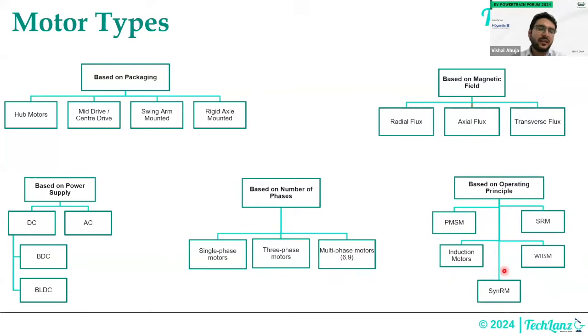They have so many applications. It's not that you have to choose either of them. A hub motor can be a permanent magnet motor, right? Or can be a DC motor, right? It can be a radial flux motor, right? So it's based on the application. You have to choose wisely what meets your requirement.